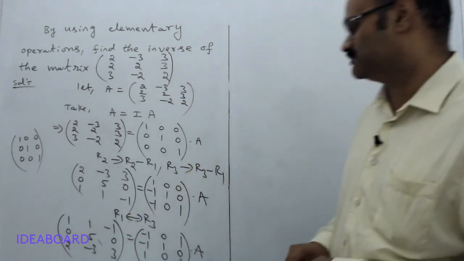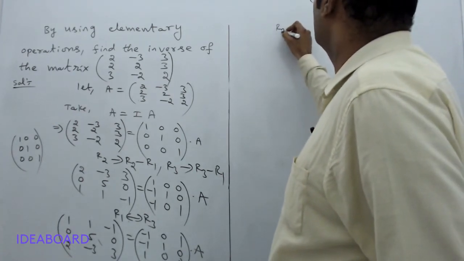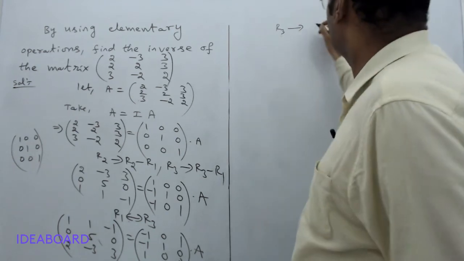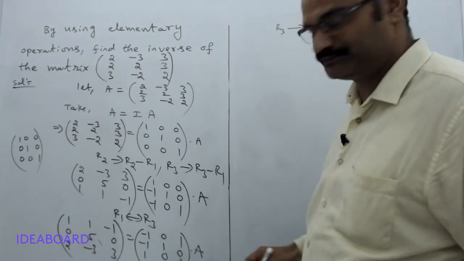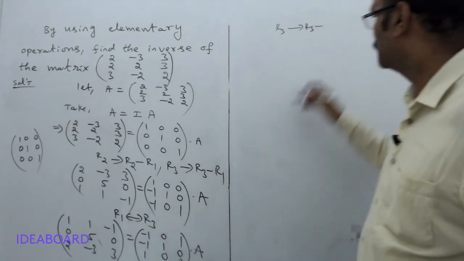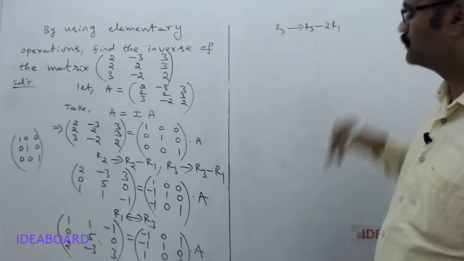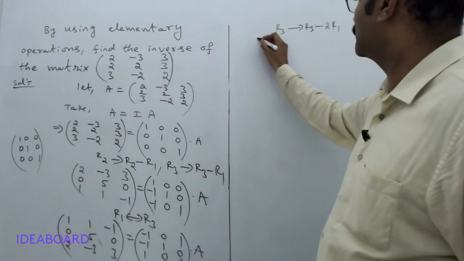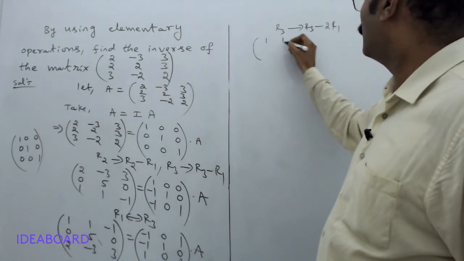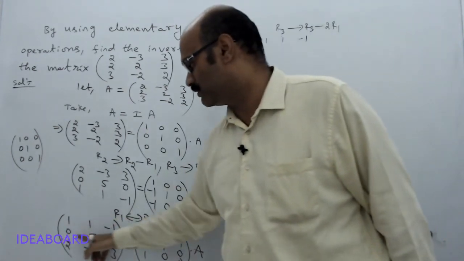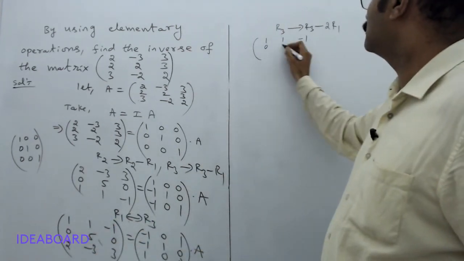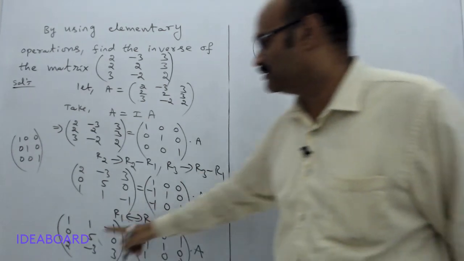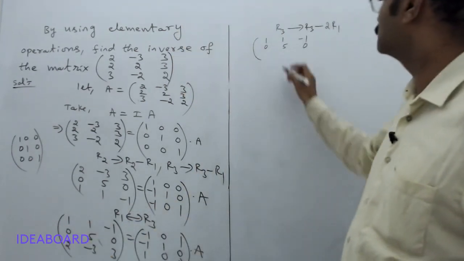So for that what we should do is we should take it as R3 implies R3 minus 2 into R1. So no change in R1. R1 same only. 1, 1, minus 1. R2 also no change. 0, 5, 0. Only we have to change R3. 2 minus 2, 0.